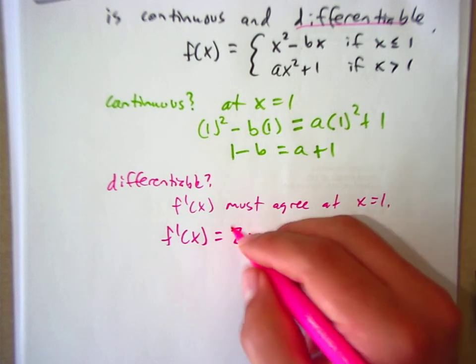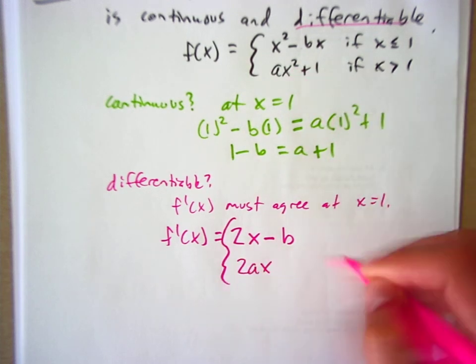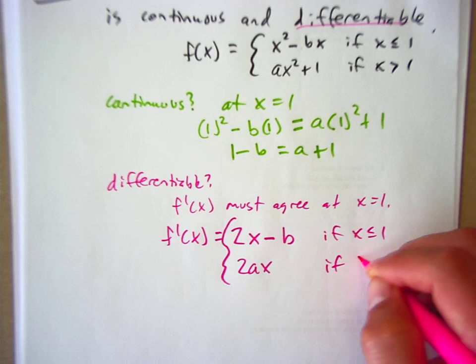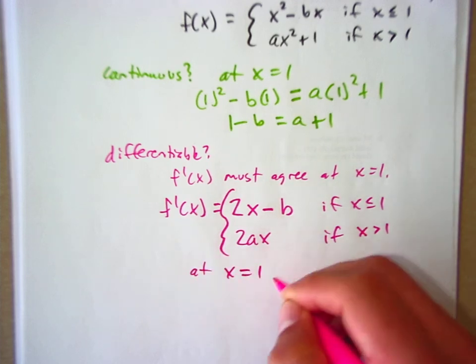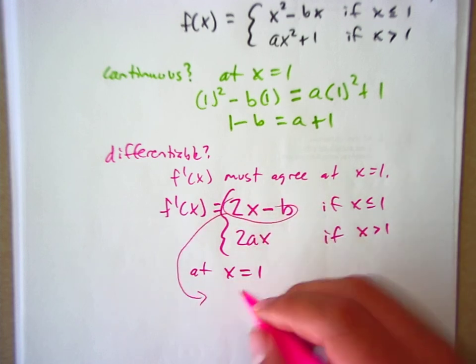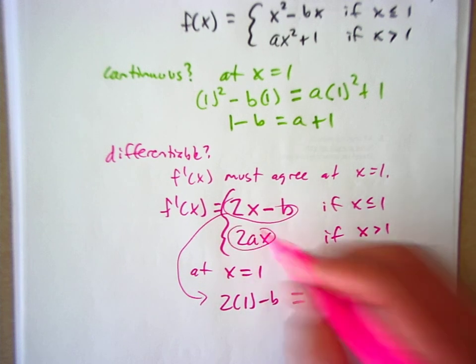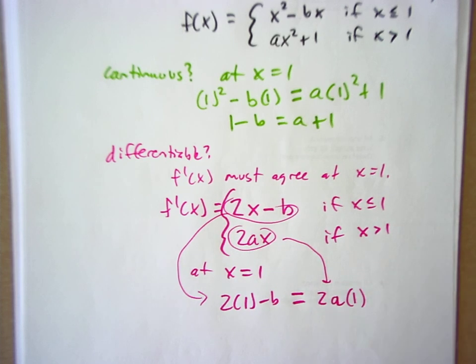And the second part, same idea. That'll be 2ax. And again, it's the same location: x is less than or equal to 1, and x is greater than 1. So now that I know what f prime of x equals, at x equals 1, I'm going to plug it in, so it'd be 2 times 1 minus b, and that has to equal this other one, which is 2 times a times 1. Let's clean that up a bit. We get 2 minus b equals 2a.